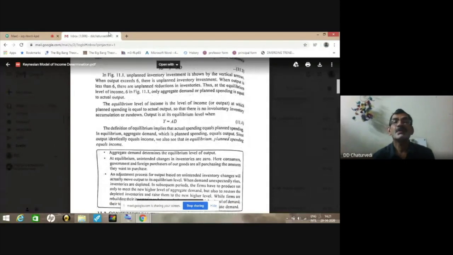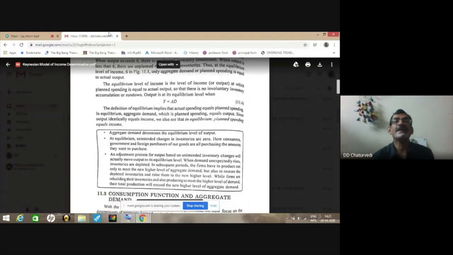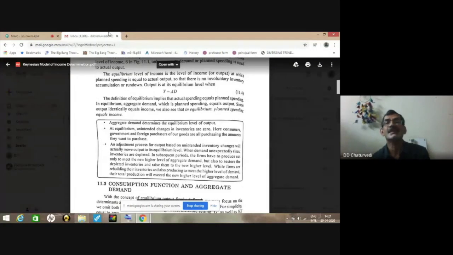Now, only at one point is output at its equilibrium level. This is given by equation 11.4, Y equal to AD, or aggregate demand. There are some summary points which are discussed in the box which is before you. The first point is aggregate demand determines the equilibrium output level, and whenever there is equilibrium, unintended or unplanned changes in the inventories are zero.